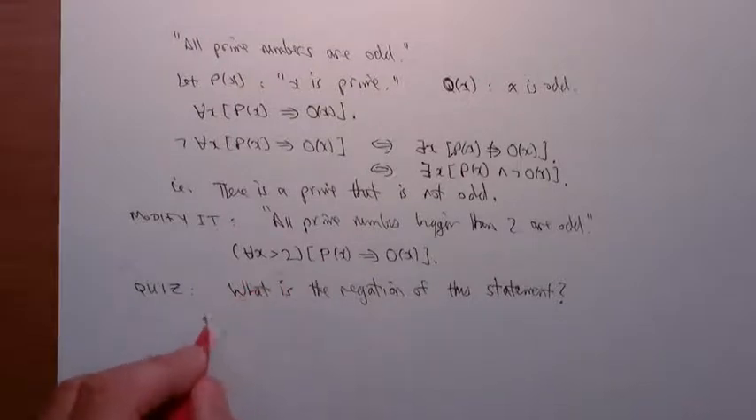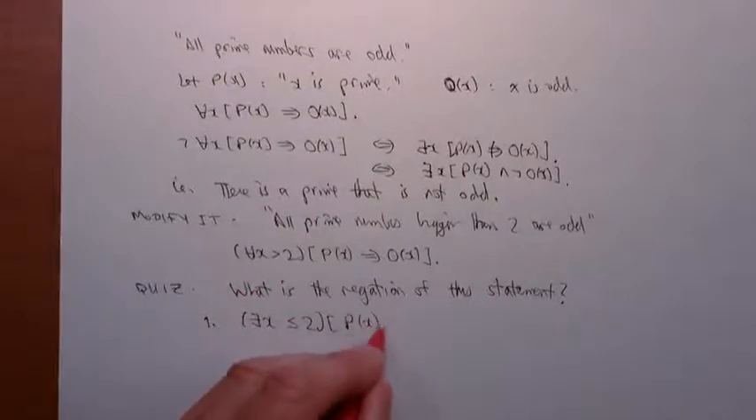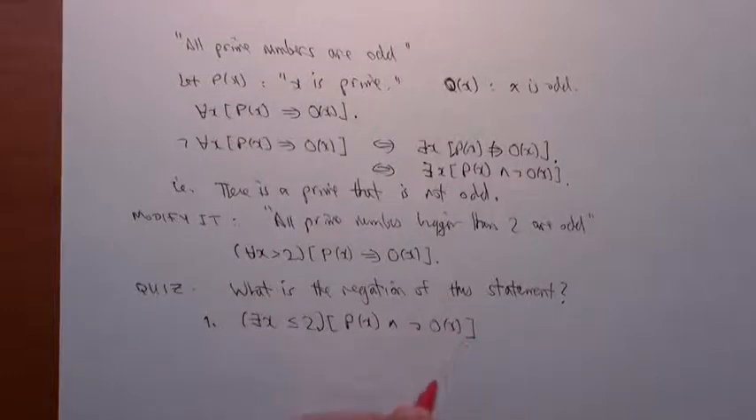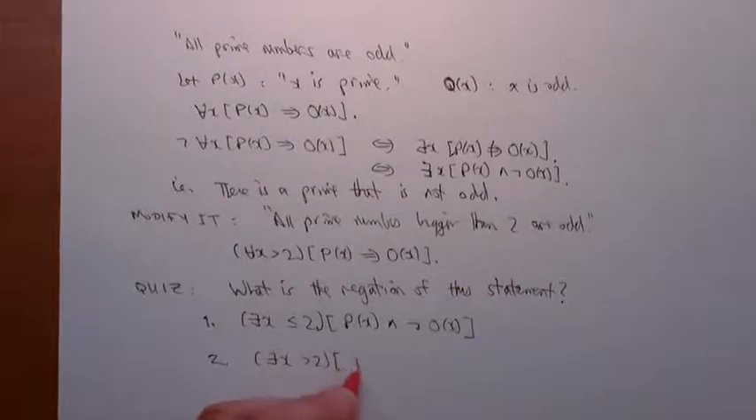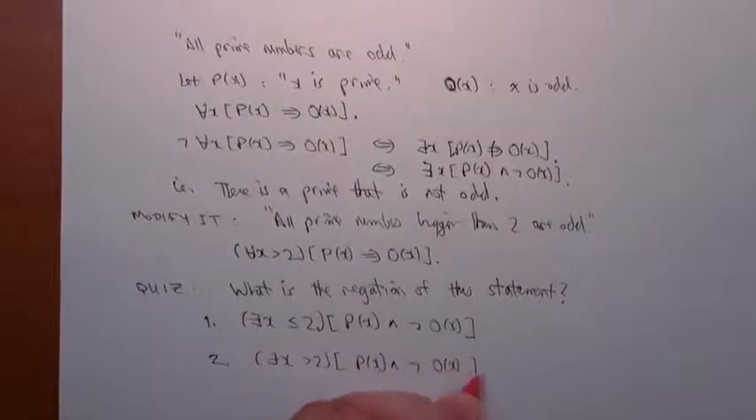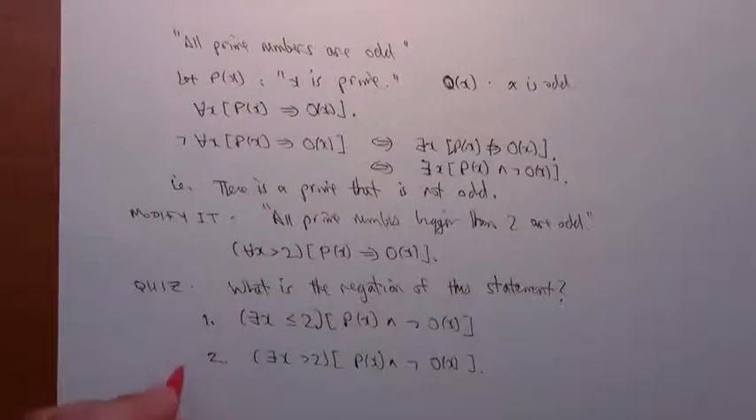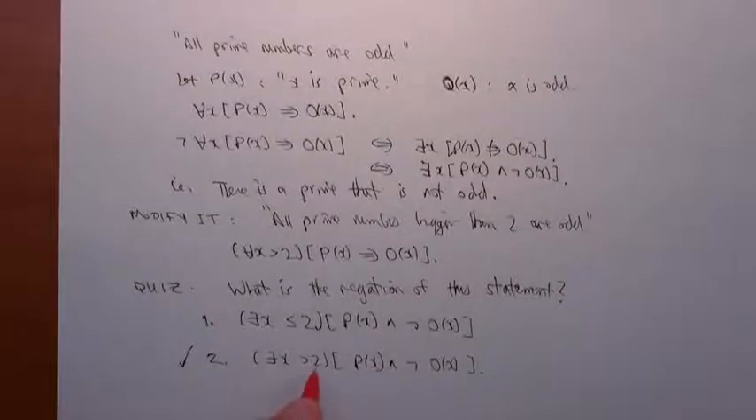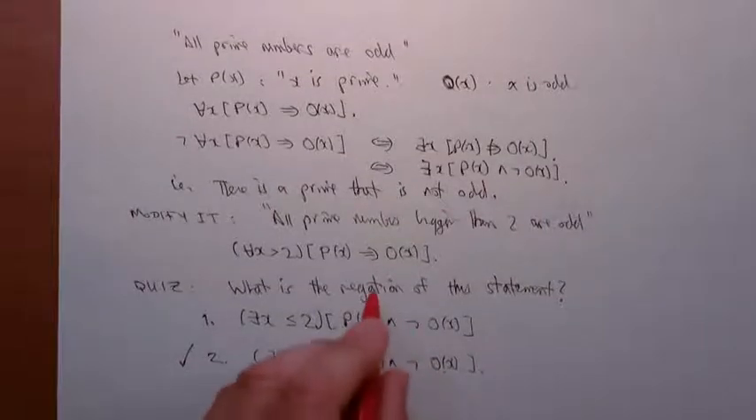Is it 1, there exists an x less than or equal to 2, such that p of x and not o of x? Or is it 2, there exists an x greater than 2, such that p of x and not o of x? Okay? Which one of those two do you think it is? Well, the correct answer is 2. It says there exists a number bigger than 2, which is prime, it is not odd. That's the negation of that statement.